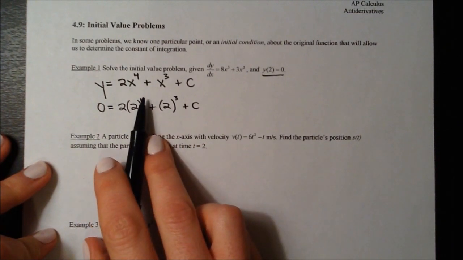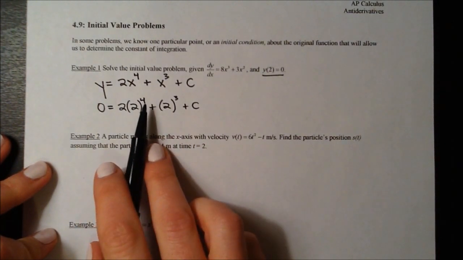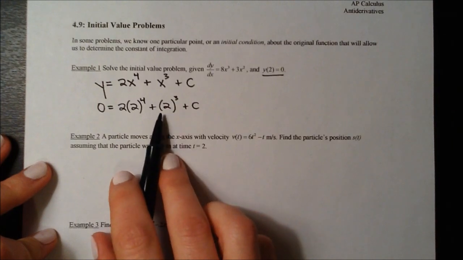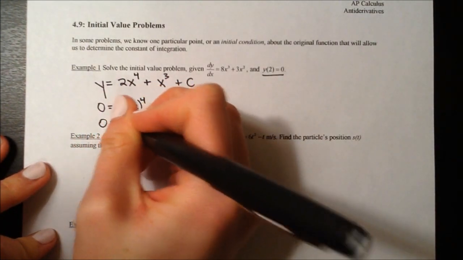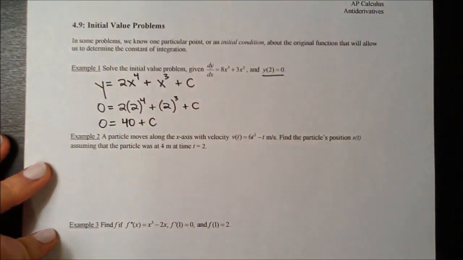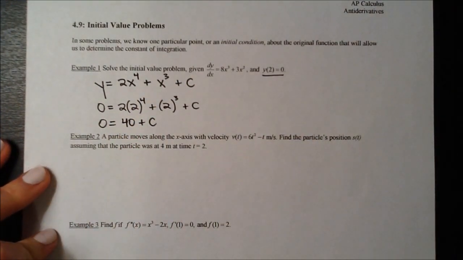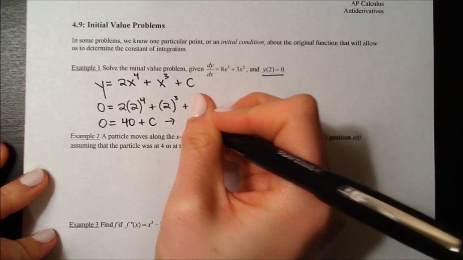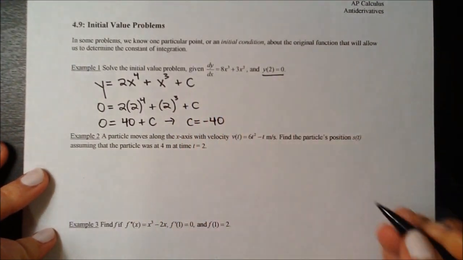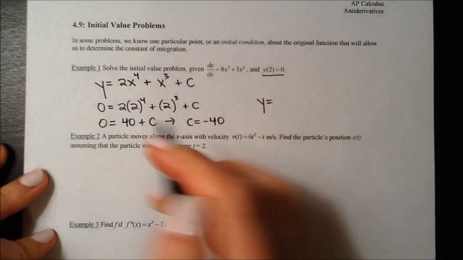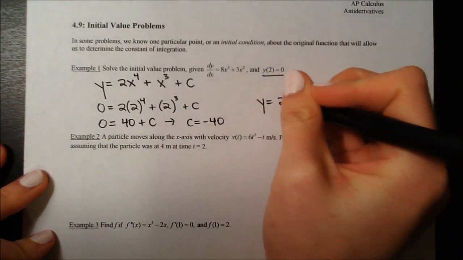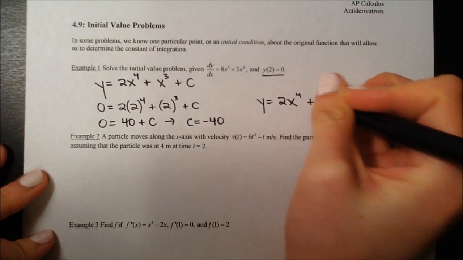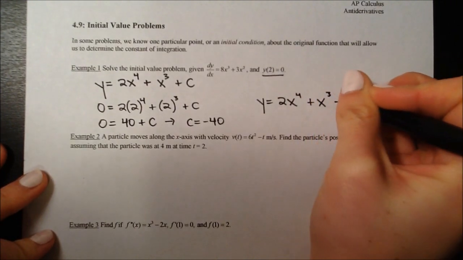So 2 times 2 to the 4th, that's the same as 2 to the 5th. So that's 32, and then plus 8. So 32 plus 8 is 40. So if we solve for c, of course, we'd end up with c equals negative 40. So by solving this, we get c equals negative 40, and then what we do is we rewrite our equation that we had right here, but we replace the c. So 2x to the 4th plus x cubed, and then minus 40.